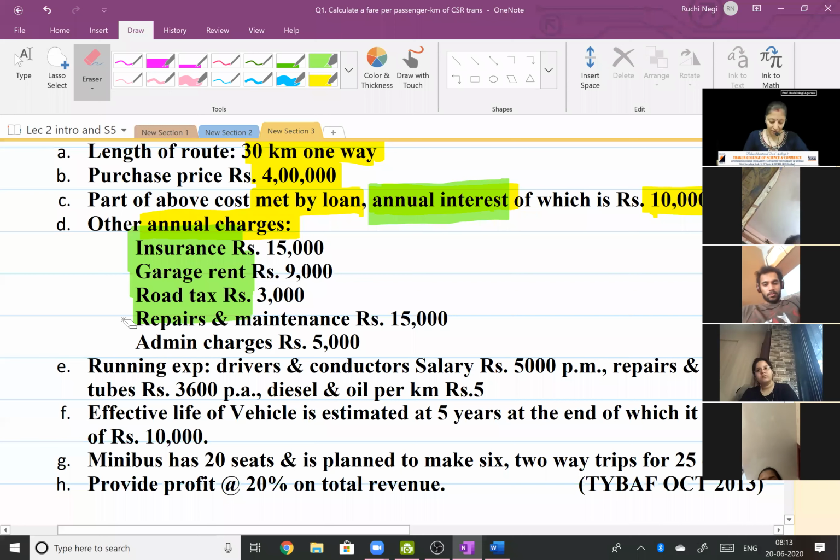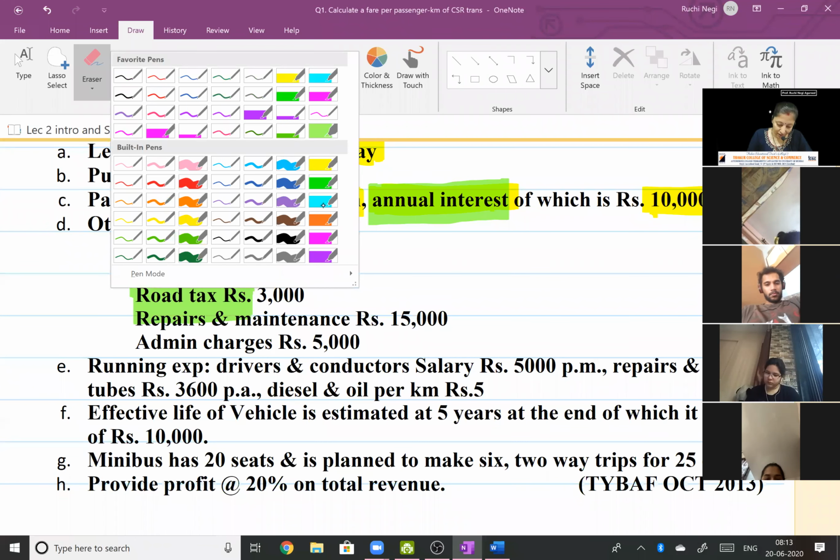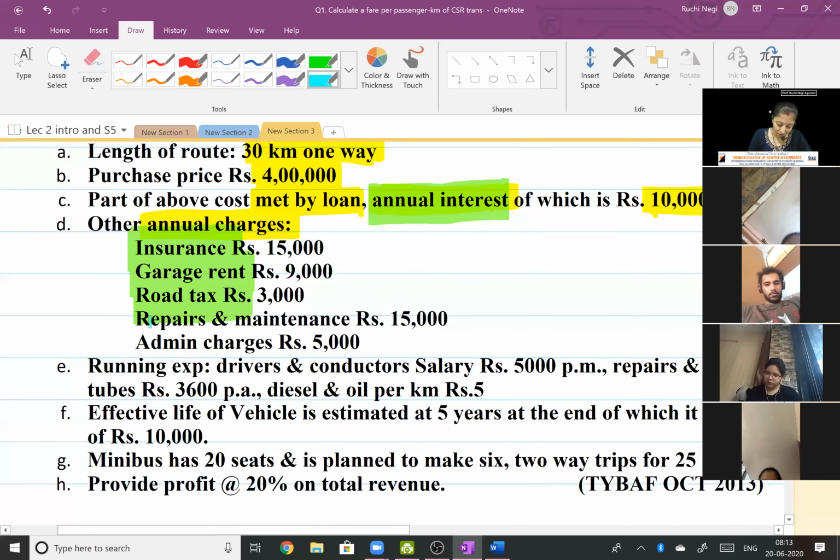Okay? Very good. What about repairs and maintenance? Repairs and maintenance as per CAS 5. It's a variable cost. So let us highlight variable cost with this color, blue. Very good. Okay.